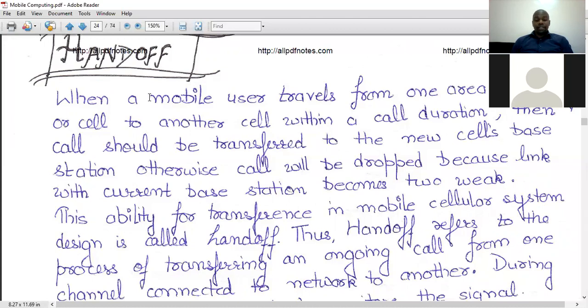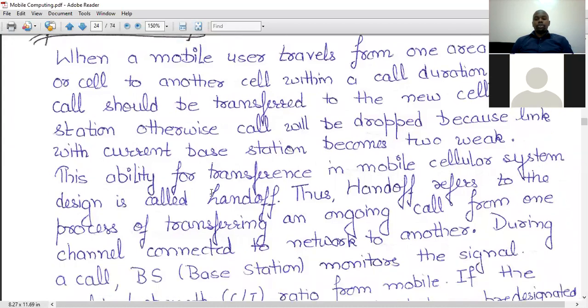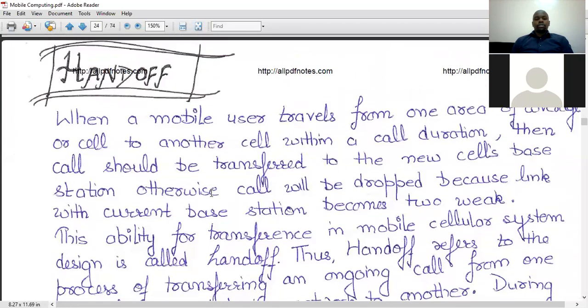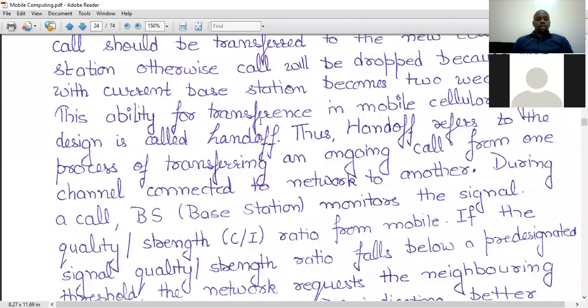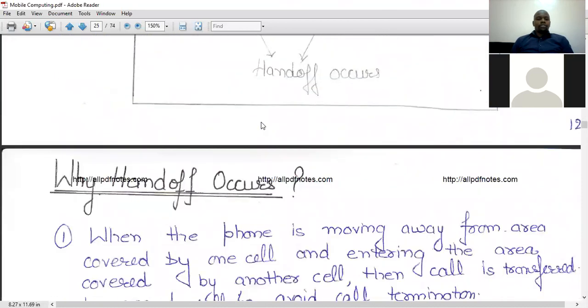It is a mechanism to ensure that there is no loss of connection when you move from one cell to another, especially when you are making a call, or you are within a call. Okay, so that is what handoff is about.